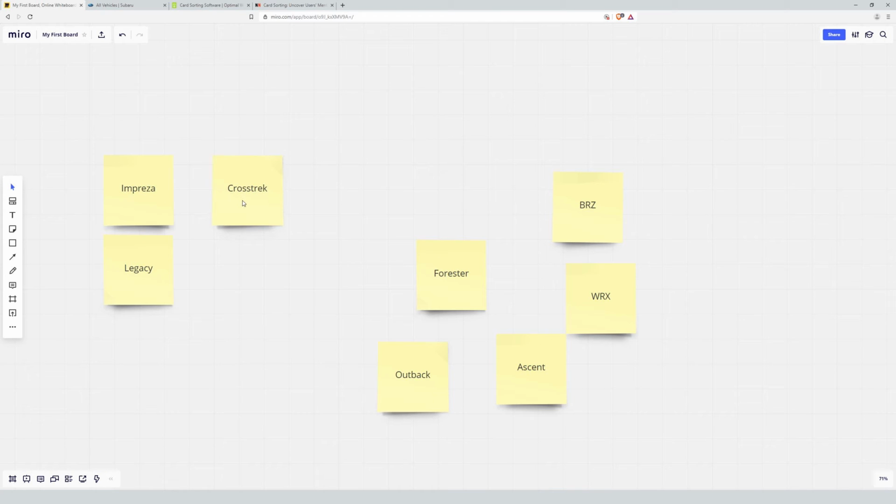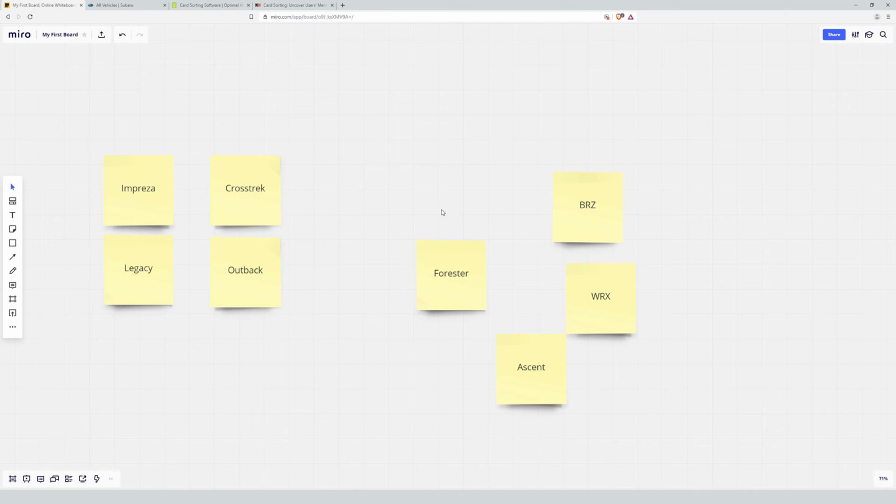We have the Crosstrek, which I personally consider to be a crossover SUV. So it's like part car, part SUV. It's essentially right in the middle of those two things. That's how I tend to think about those. And in the same way, we have the Outback, which I also consider to be a crossover SUV. So I'm going to put that right under the Crosstrek.